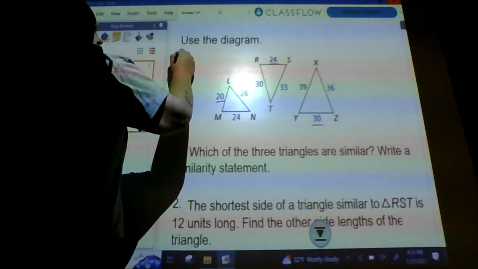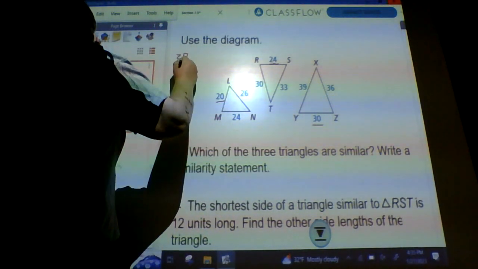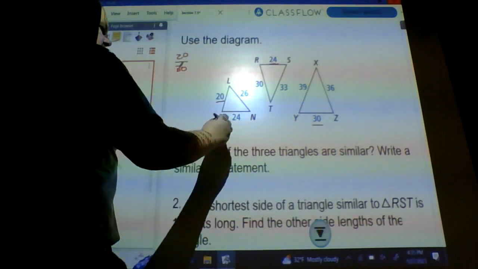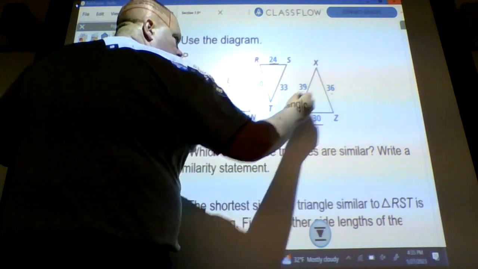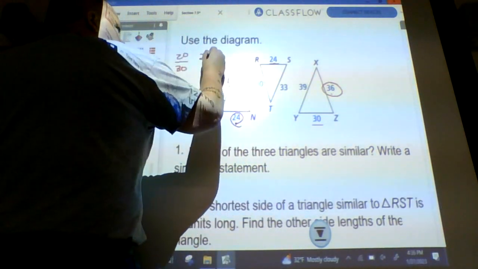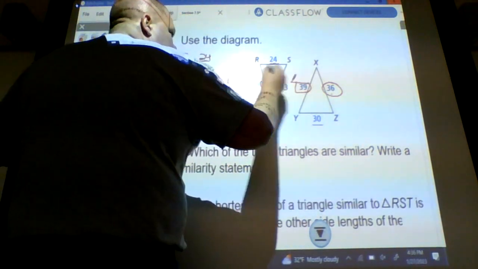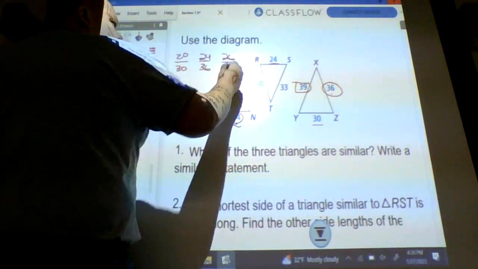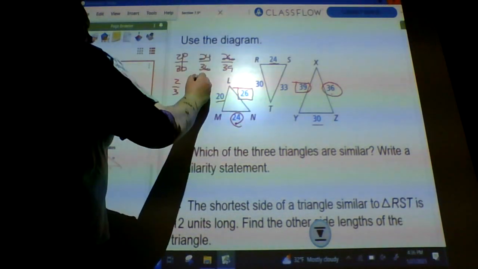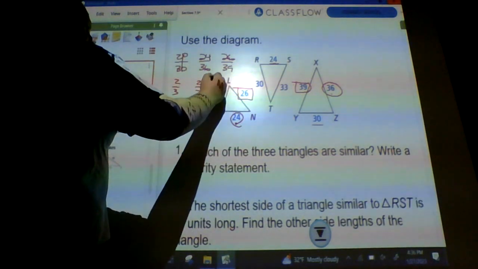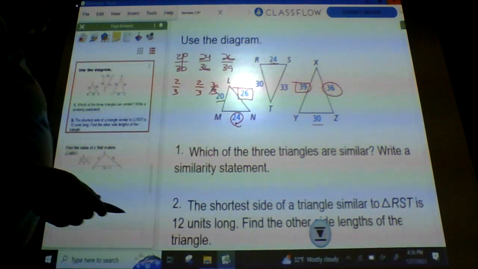So what I'm going to do is compare triangle LMN and triangle XYZ. So the question is, is 20 over 30 in the same ratio as 24 and 36? These two are my middle pieces, so we're going to compare those. And then finally, I'm going to compare the 26 and the 39, because those are the two biggest ones. Both of those are divisible by 10, so this is 2/3. 24 divided by 36 is 2/3, and 26 divided by 39 is also 2/3. All of those ratios are the same.